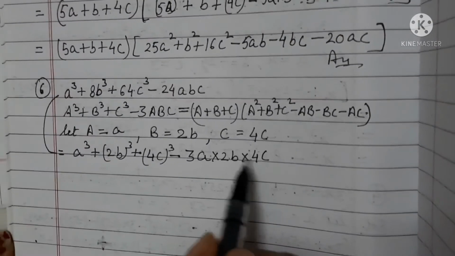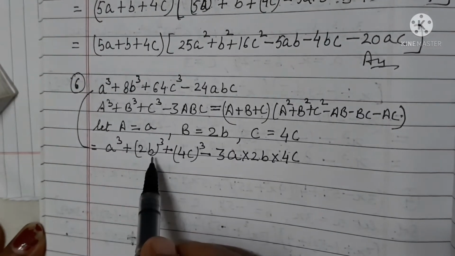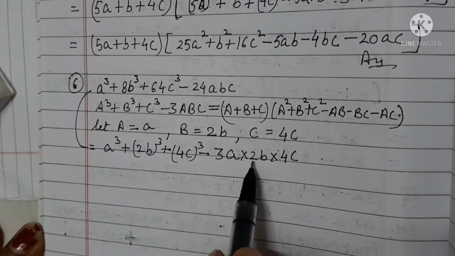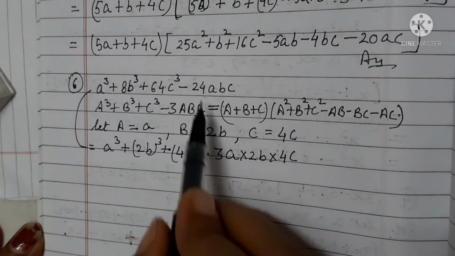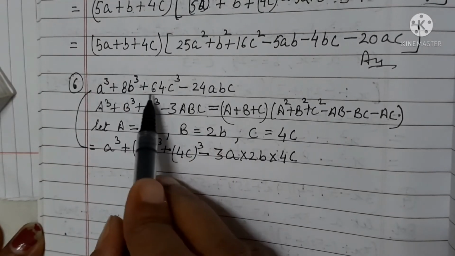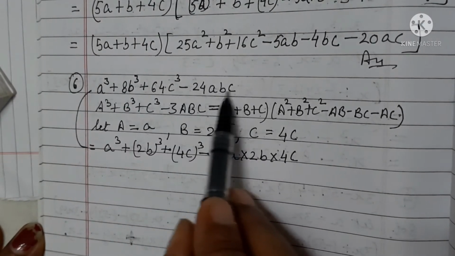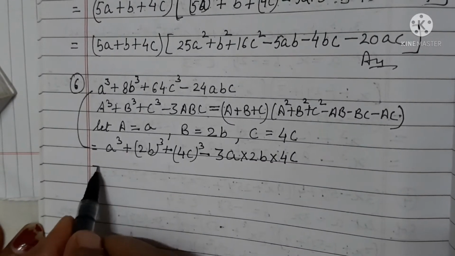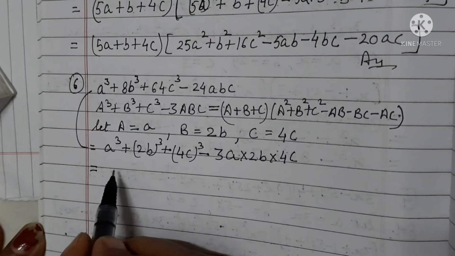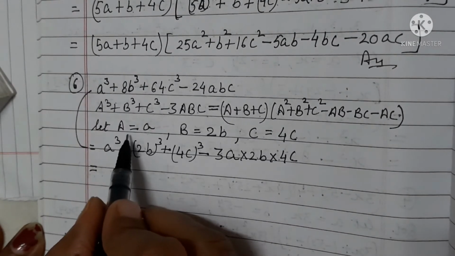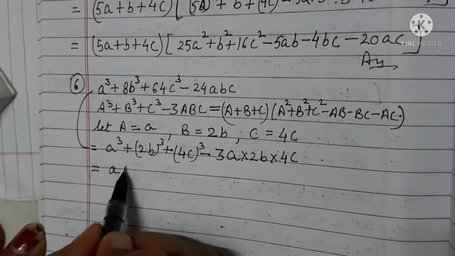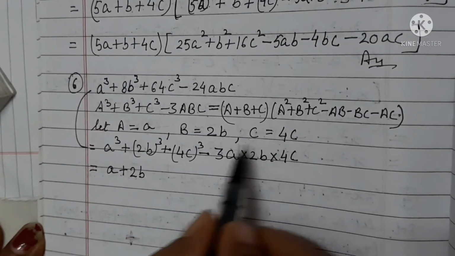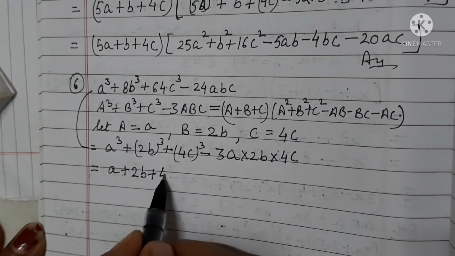Now compare it to the given expression. A cube plus b cube plus c cube, same, minus 3 6s are 18, 4 6s are 24, abc. So it means you can convert this expression in this form. So this becomes a plus b plus c, means here a is small a, b is 2b and c is plus 4c.